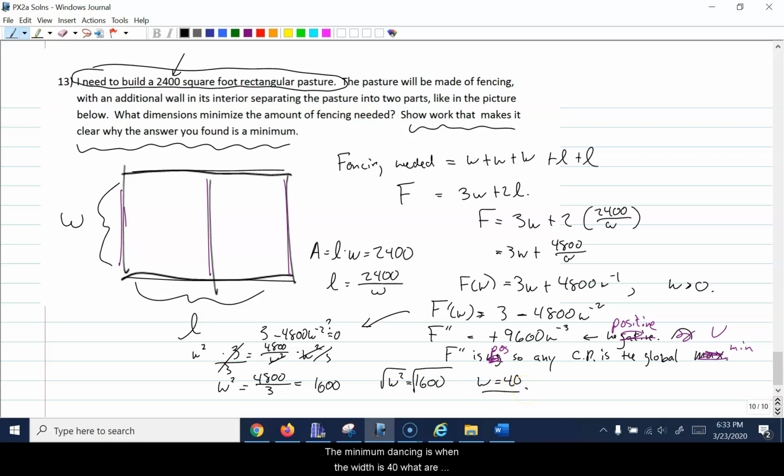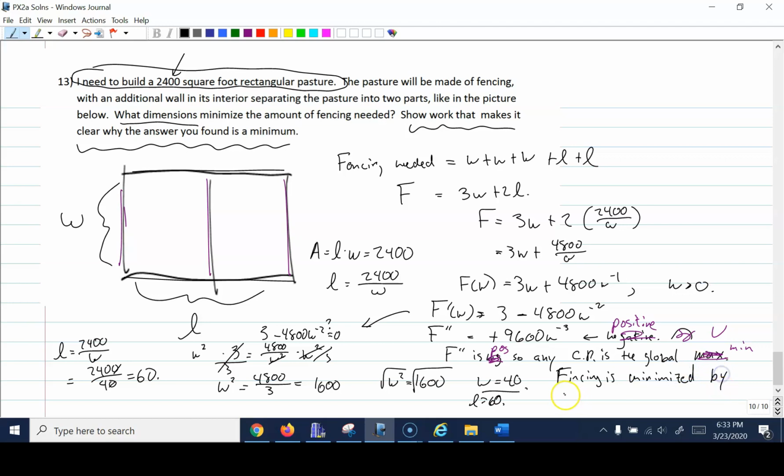The minimum fencing is when the width is 40. What are the dimensions? So I need the length. Well, the length is 2400 over W. That's 2400 over 40. That's 60. Fencing is minimized by a 40-foot by 60-foot pasture. That's the best ratio to use.